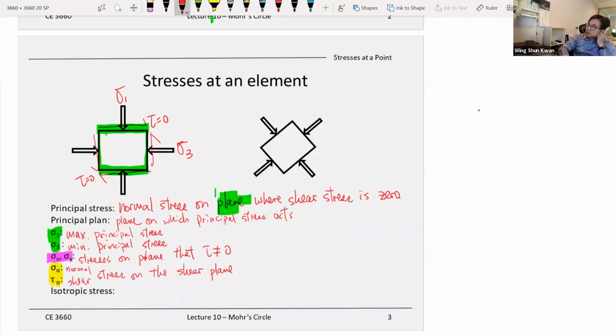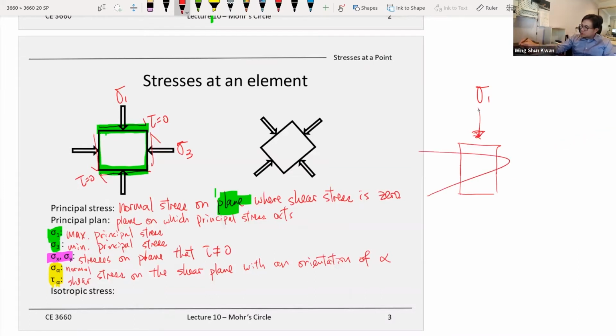On the shear plane with an orientation of alpha. So if this is, for example, your concrete sample, in our case a soil sample, and you're applying a compressive force to load it until it fails.